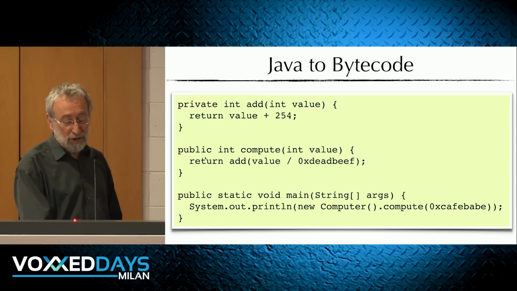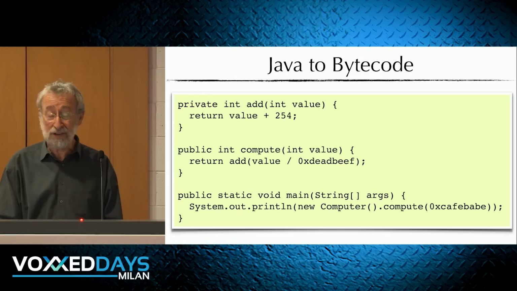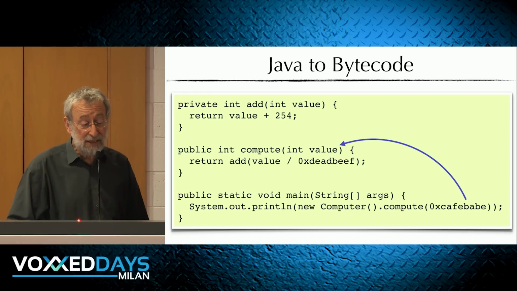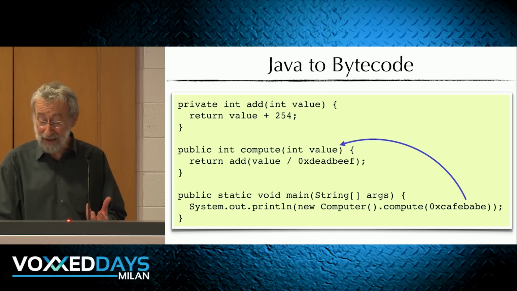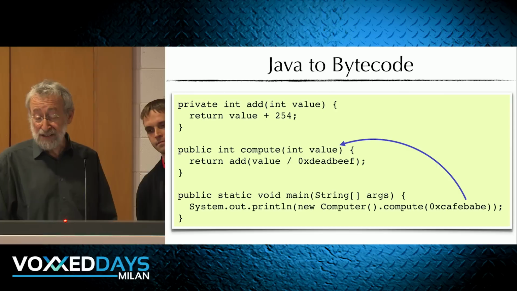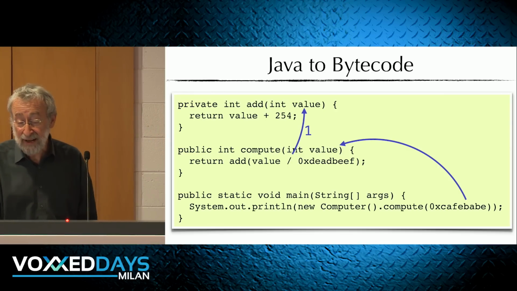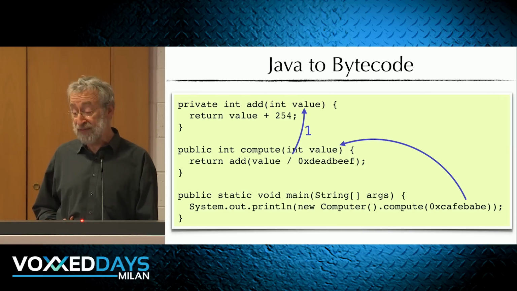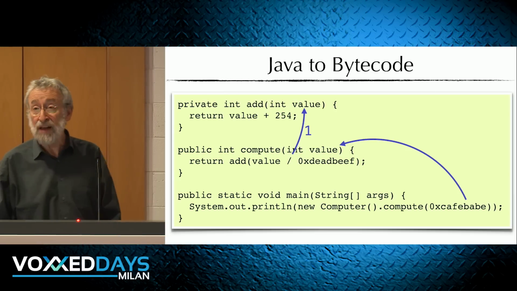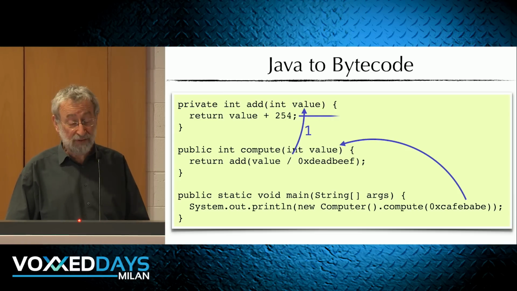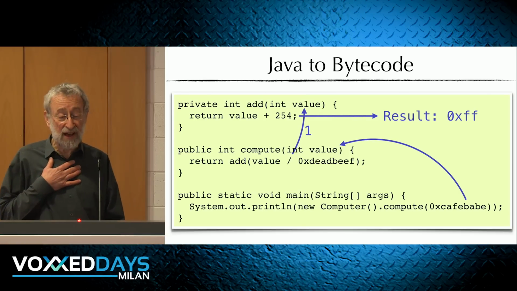So the way this program will work, I just want to drive this home because we're going to be looking at the bytecode execution of it. We're going to call compute with the value CAFEBABE, and that's going to then call the add method, having divided CAFEBABE by deadbeef. That gives the answer 1. That's the result of that division. That 1 is then going to be added to 254 to give the result, which is 0xFF, 255.